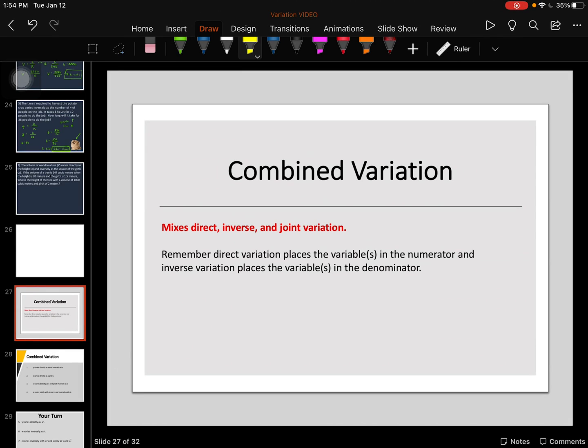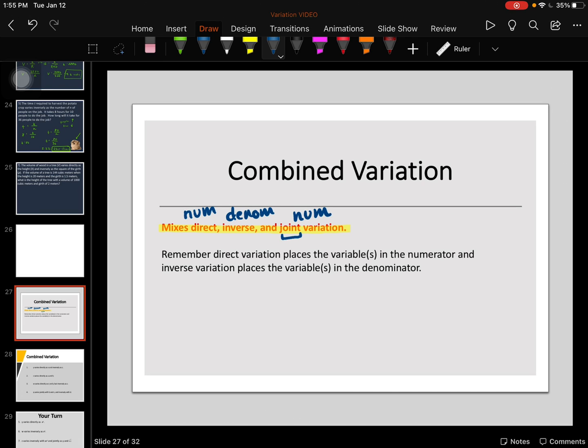All right, and the last kind of variation you guys have is just going to combine everything. It's called combined variation. So it takes direct, inverse, and joint. The one thing you want to remember is if something is direct, that means it goes in the numerator. If it's inverse, it goes in the denominator. And if it's joint, it still goes in the numerator because joint is just direct with multiple variables.